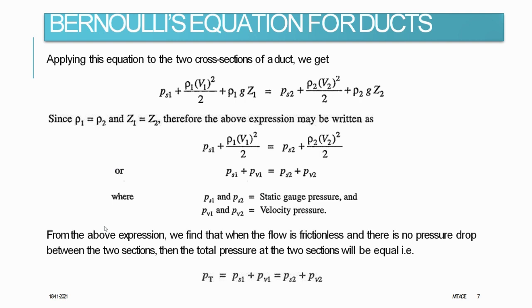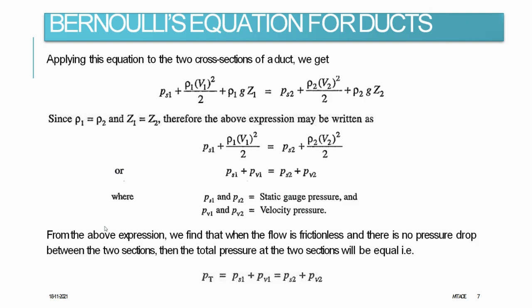PS1 plus rho 1 V1 square by 2 is equal to PS2 plus rho 2 V2 square by 2. So here PS1 is static pressure and rho V1 square by 2 is dynamic pressure or velocity pressure, which we have seen before. Therefore, PS1 plus PV1 is equal to PS2 plus PV2. It is the modified Bernoulli's equation for the pipe or duct system.